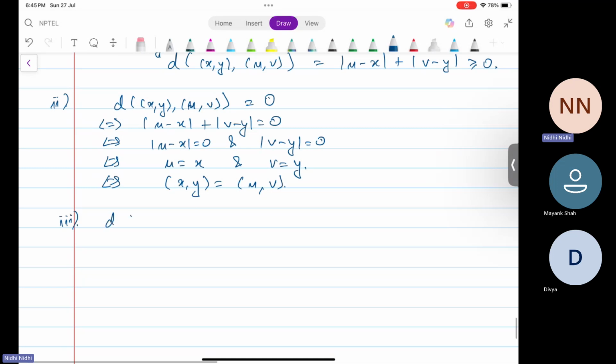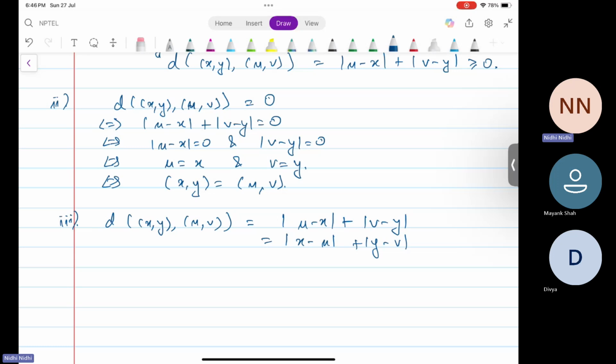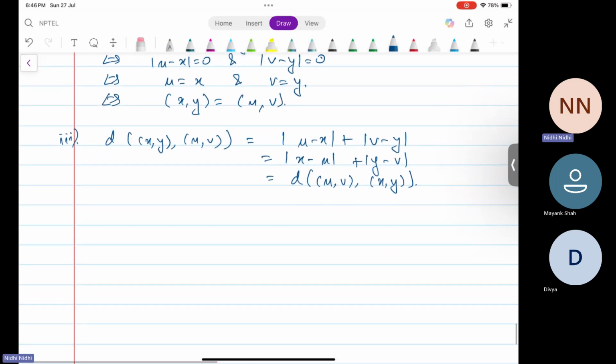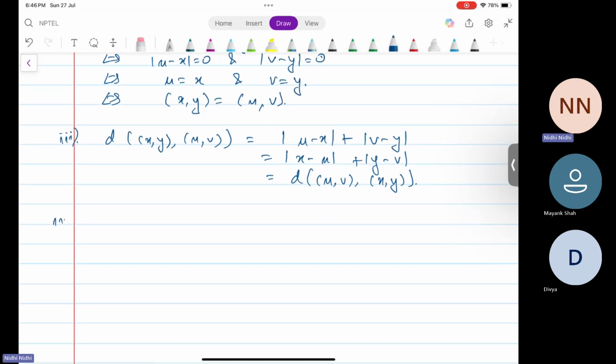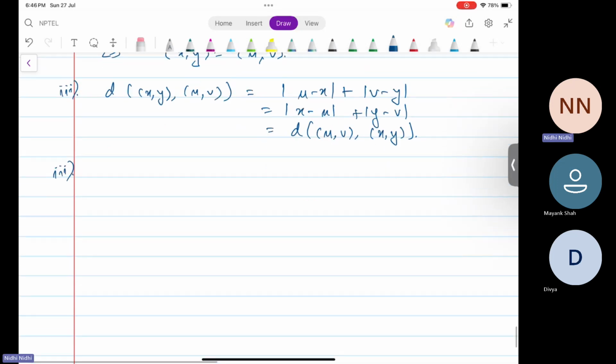Next is the symmetry, which is straightforward, because anyways we are working with modulus, so I can write it as mod x minus u plus mod y minus v, which is d of (u,v) comma (x,y). So the symmetry also holds. Next is the triangle inequality, which is also quite straightforward.